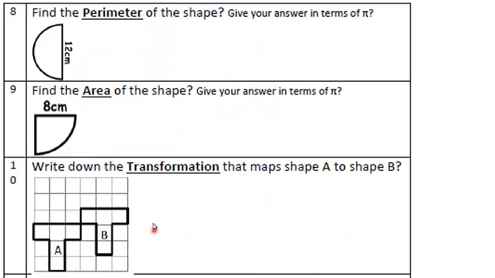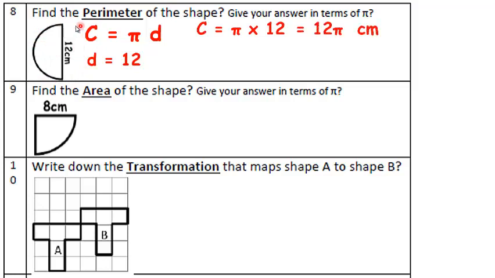Question 8. Find the perimeter of this shape. Now, the perimeter is the total distance all the way around this shape. Okay. So, because it involves circumference, I'm going to use pi. What's the diameter of this circle? The diameter is 12. They've given that to me already. So I'm going to work out the circumference of a full circle if there was one, which would be all the way around. That's going to be 12 pi, right? So 12 pi is the circumference all the way around.